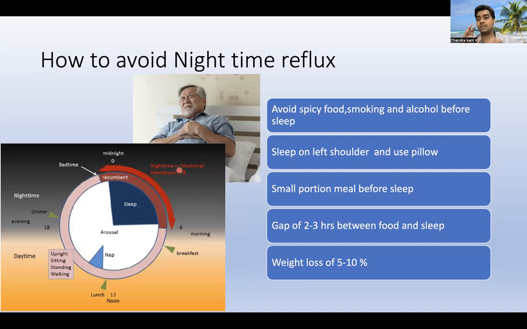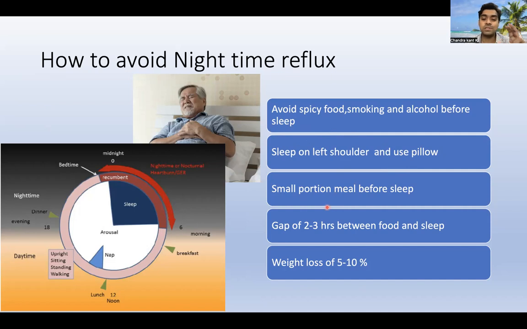So what are the take-home messages that we should take to prevent this reflux? Avoid spicy food, smoking or alcohol before sleep, sleep on the left shoulder and use a pillow. There were studies telling that sleeping on the left side decreases the reflux, and also using a pillow. And we have to have multiple small meals throughout the day.